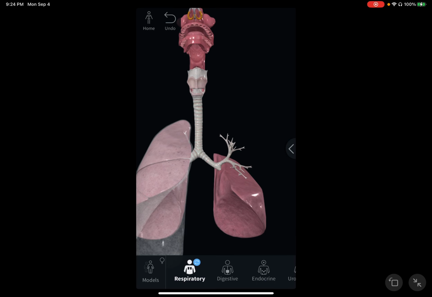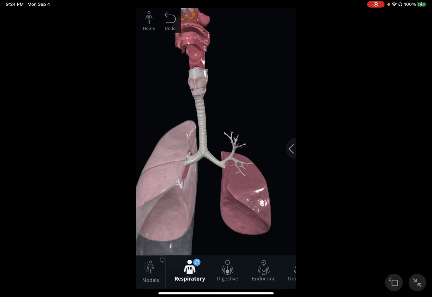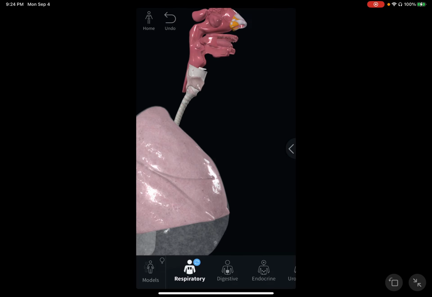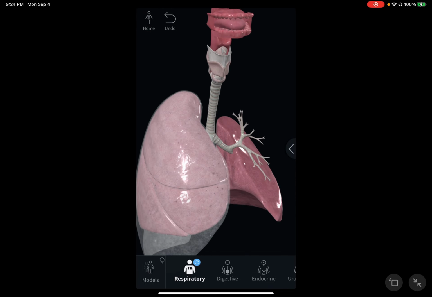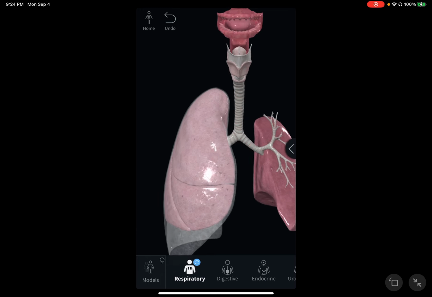A typical human lung weighs about 2 pounds, so between both of them, it's going to weigh about 4 pounds. And when you breathe normally, your lungs expand from about 9 inches at rest to about 10.5 inches. So they'll expand about an inch and a half through an inhale.